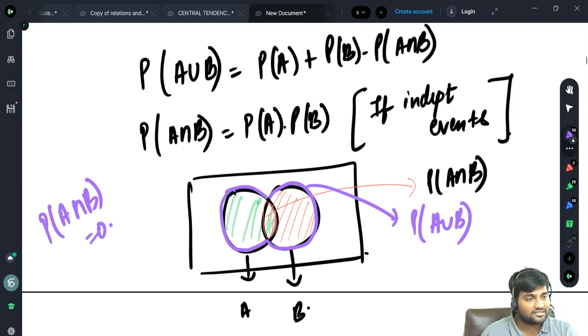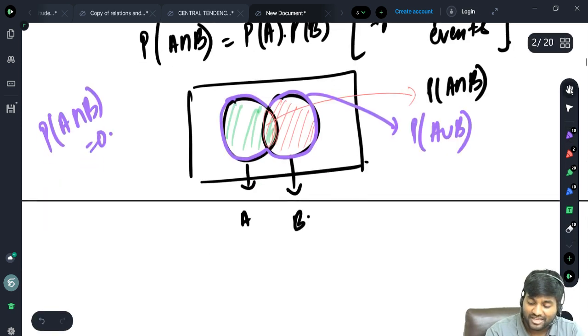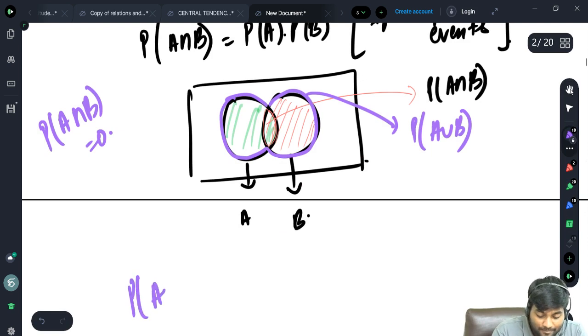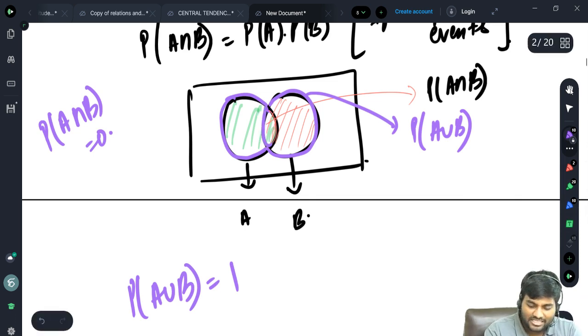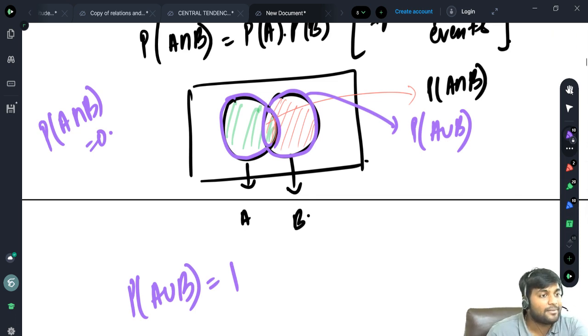Okay, first thing is this. If I say exhaustive, so either A will occur or B will occur. Is there any other event which can occur? The answer is no. This means, in exhaustiveness, probability A union B is 1. It might be possible that A and B both might occur, which is covered by this part, but there is no other event C or maybe D which can occur except A and B. Okay, so A union B is one.